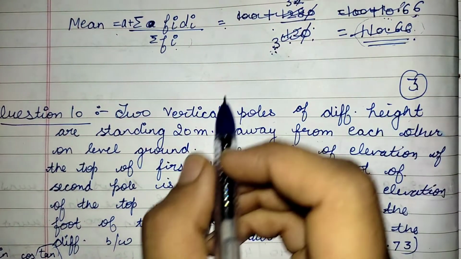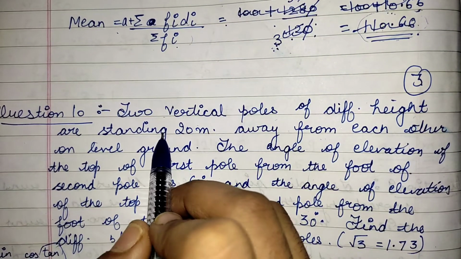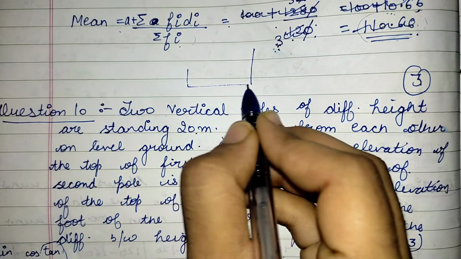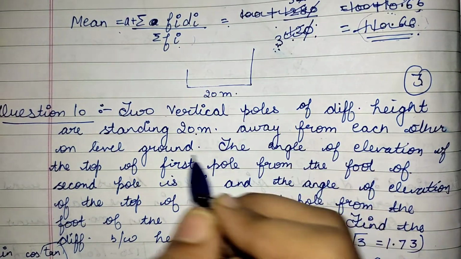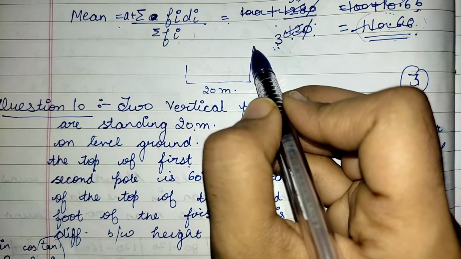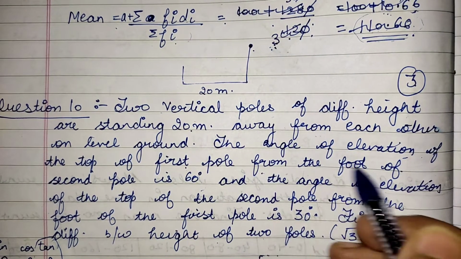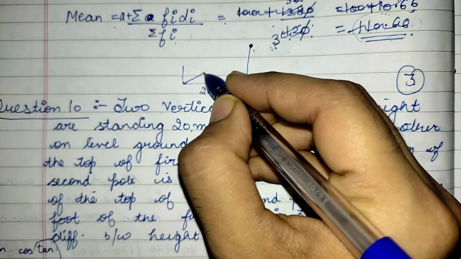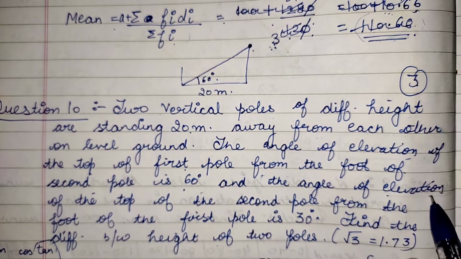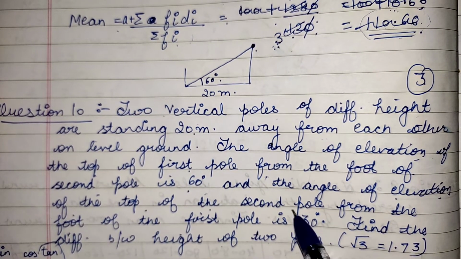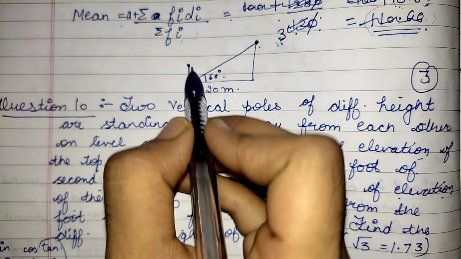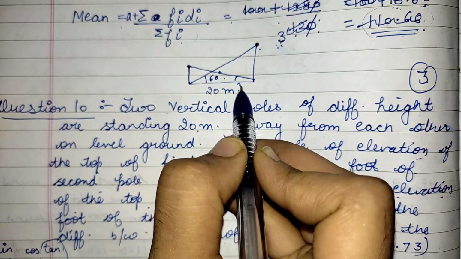So what does the statement say? The statement says that two vertical poles of different heights are standing 20 meters away from each other. The angle of elevation to the top of the first pole from the foot of the second pole is 60 degrees. So this angle is going to be my 60 degrees, and the angle of elevation of the top of the second pole from the foot of the first pole is 30 degrees.